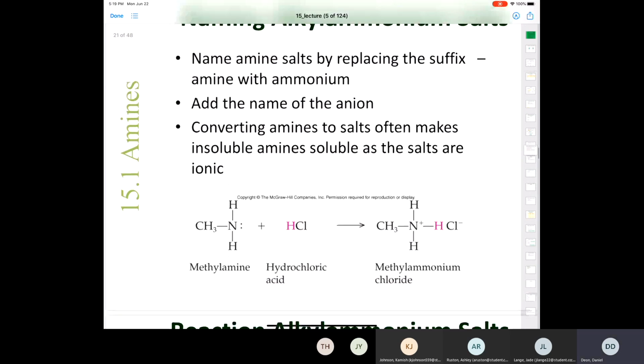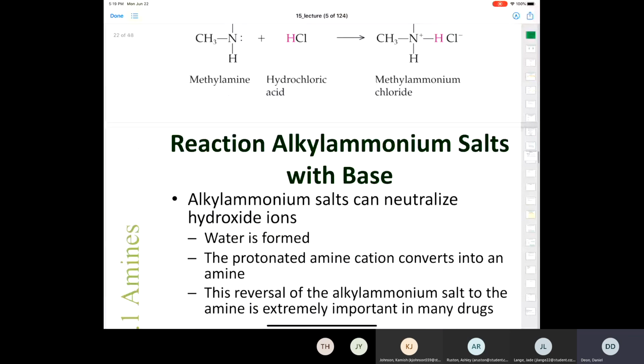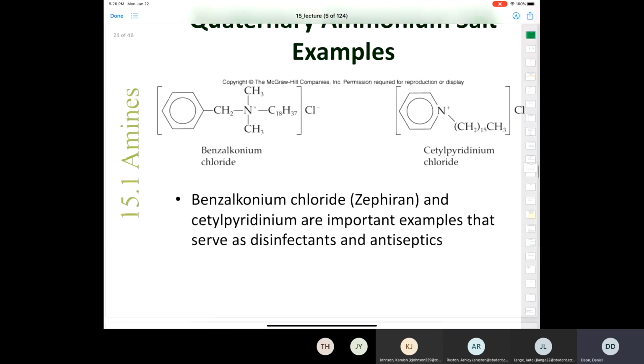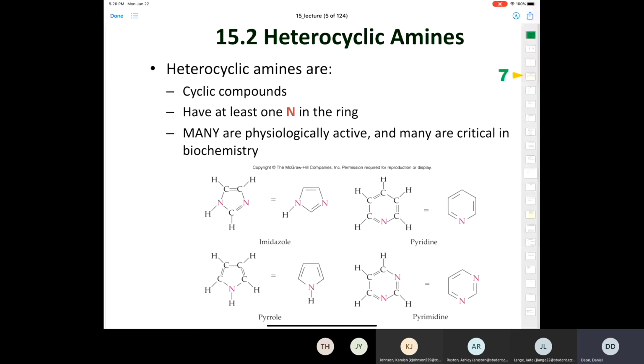Anyhow, I talked about naming amine salts, and I explained how to do that, and I'm not going to go over that again, so I'll give you time to take a look at that. And I talked about what a quaternary ammonium salt is, a quat, which are found in Scope and all those kinds of things. Anyhow, that's a very quick, 20-minute pass over section 15.1.